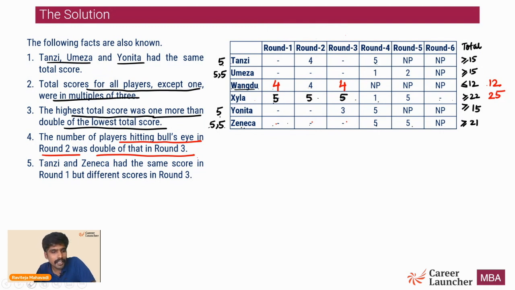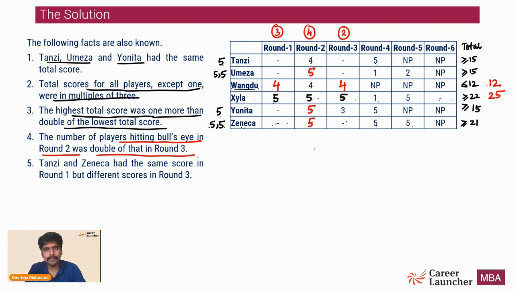If we consider the case that in round 3 there are 2 bullseye shots, then in round 2 there will be 4 bullseye shots, leaving 3 bullseye shots for round 1. So in round 2, if there are 4 bullseye shots, we can definitely say this is 5, this is 5, and this is 5. So all 3 of the missing values in round 2 were definitely 5s.